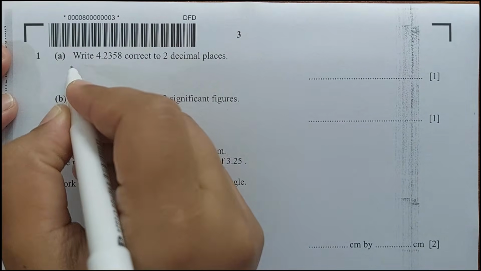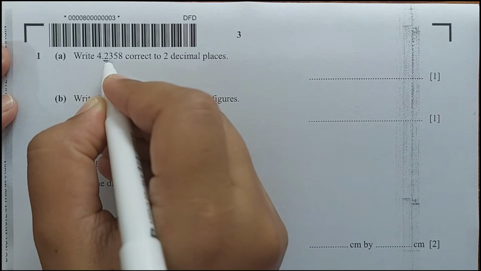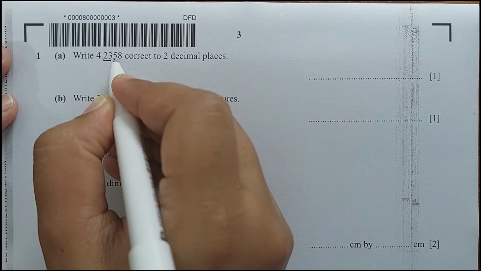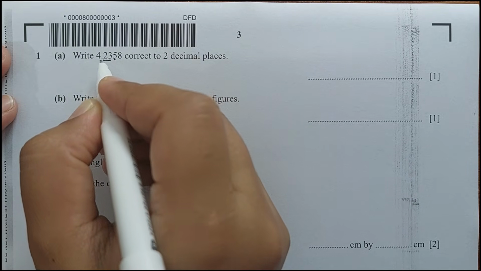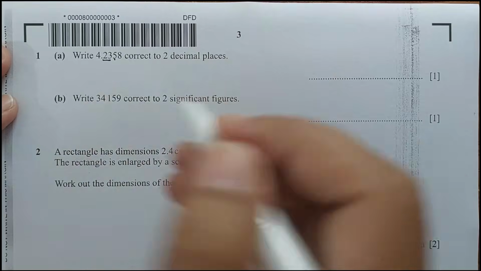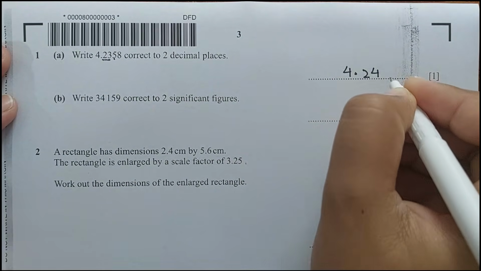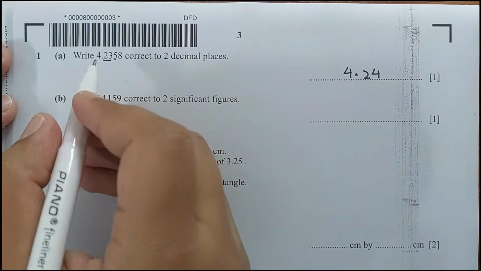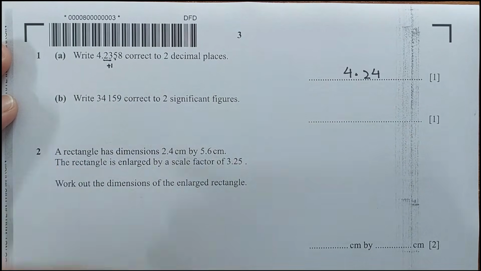Question number 1 part A, write this decimal number correct to two decimal places. So these are the two decimal places. The next number is 5, so you have to add 1 to 3 to make 4. So 4.24, that is correct to two decimal places. The next number is 5, so add 1 here.